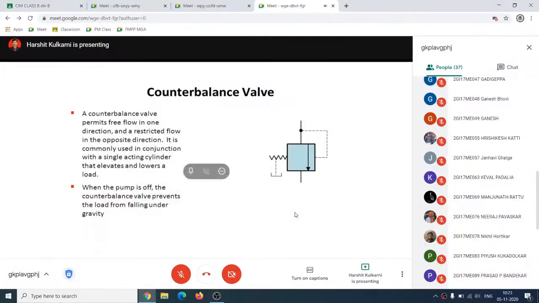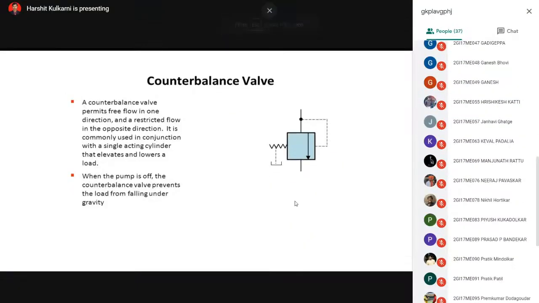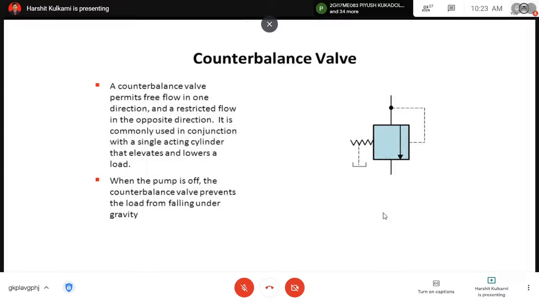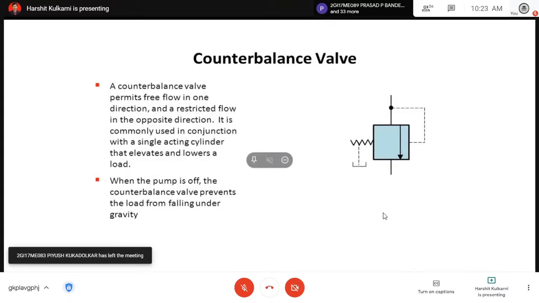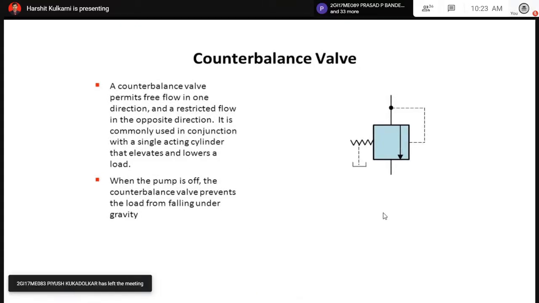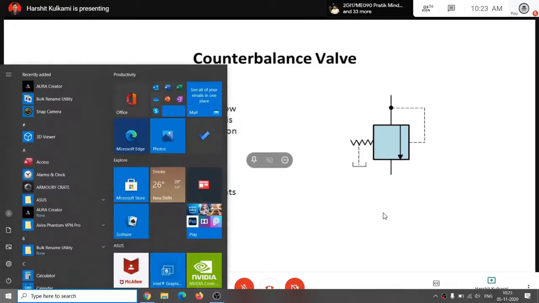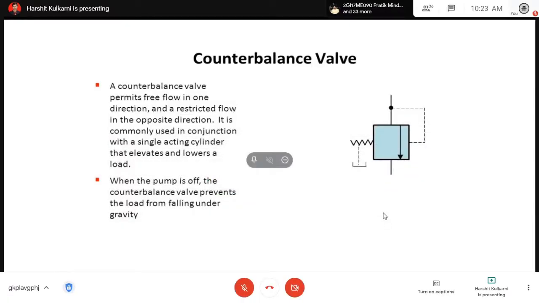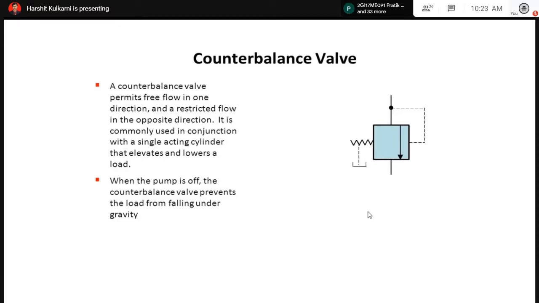Unload it. Okay, during the movement of that crane from one position to another position, the load is held in its position, right? So it should not fall down due to gravity. Hence, to avoid the free fall or the gravitational pull or the problem that it may cause, what they do is they attach a counterbalance valve. This counterbalance valve prevents the load from falling under gravity.